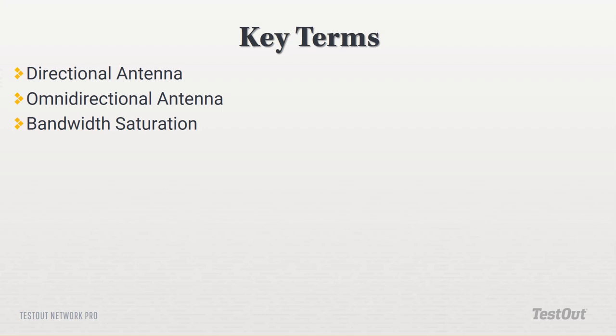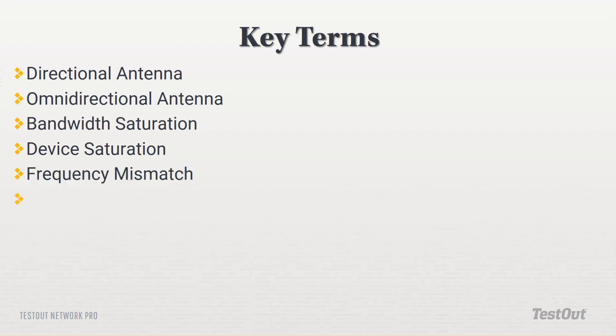And then we have bandwidth saturation. Bandwidth saturation is the point where all of the available bandwidth on an internet connection has reached maximal capacity, and you can't pass any more data through the connection. And then you have device saturation, where the actual percentage of CPU time or the I/O request for a device is going to be 100%. Frequency mismatch is when one is on one frequency and one is on another. And then you have absorption, which is when a signal passes through objects, such as a wall, and loses power or gets weaker.